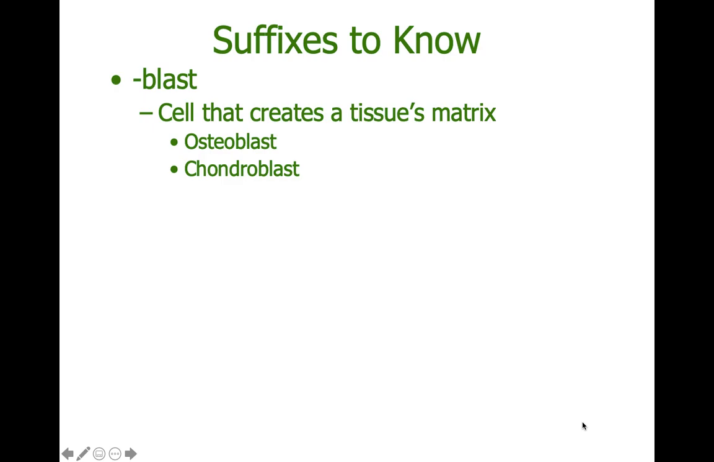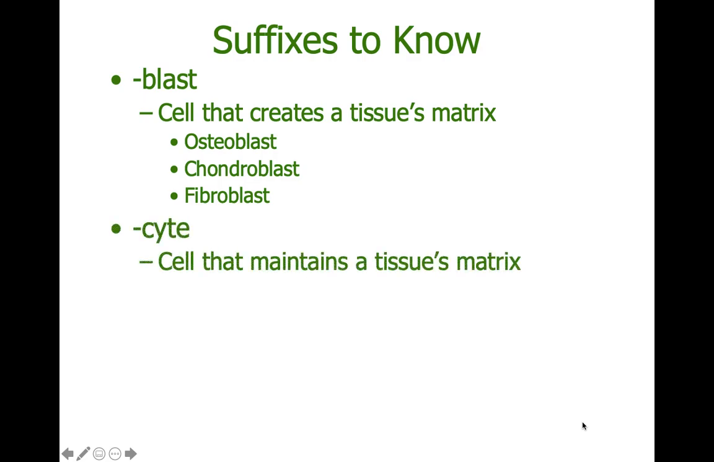Chondroblast, the root chondro refers to cartilage, so a chondroblast is going to be a cell responsible for producing the matrix of cartilage. And a fibroblast is a cell that's going to be responsible for making the matrix of fibrous connective tissue. Now we have a site. A site is going to maintain that tissue's matrix. We've already talked about an osteocyte, right? So we can have an osteocyte, we can have a chondrocyte, we can have a fibrocyte.